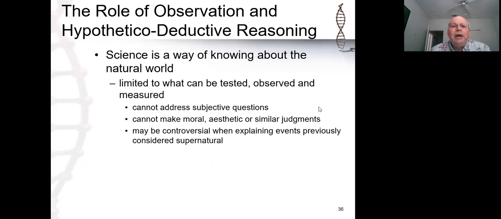So when we think about evolution as a process, and I just want to bring this down and make sure that I can read all of this because this is kind of important. The role of observation and the hypothetico-deductive reasoning process. So as I mentioned right back at the beginning, science is all about knowing about stuff. That's what the term science actually means, or the Latin term that science is derived from. It means to know, a way of knowing about the natural world.